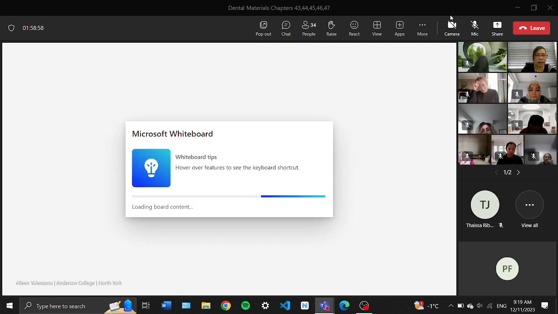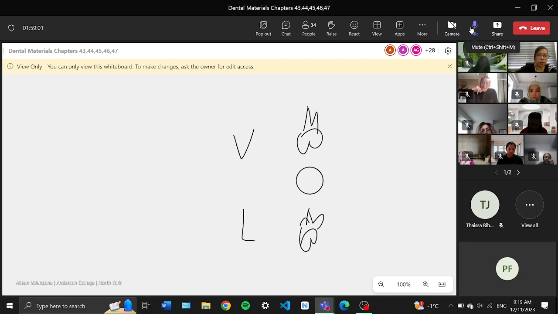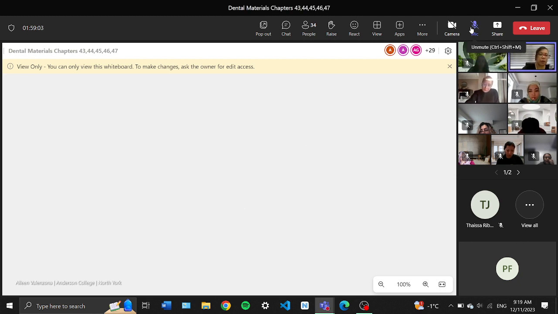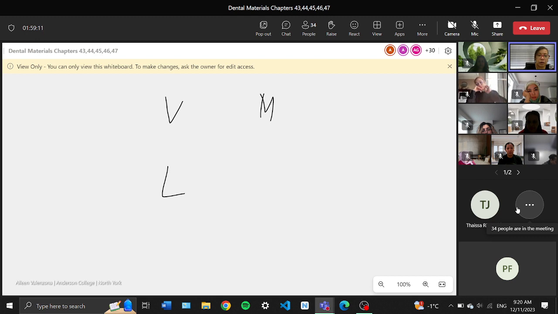Now, yes or no? Okay. All right. Yes. So remember with our charting, this is vestibular, this is lingual. When we're talking about maxillary, okay? So this is the tooth.